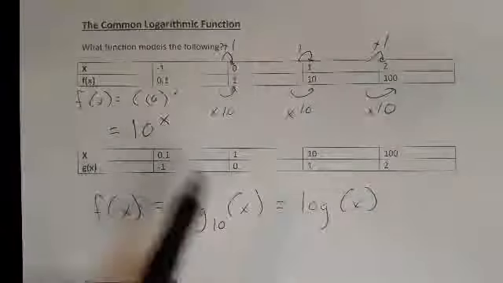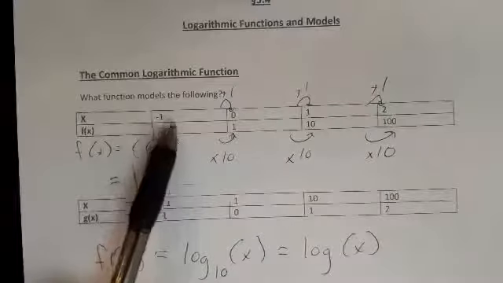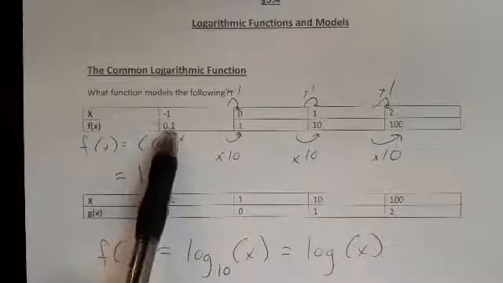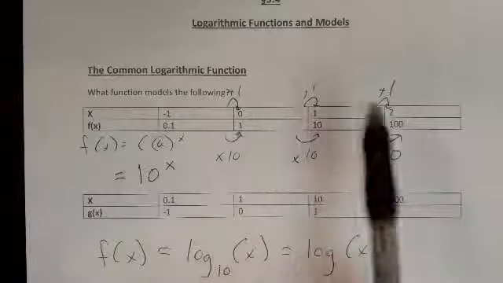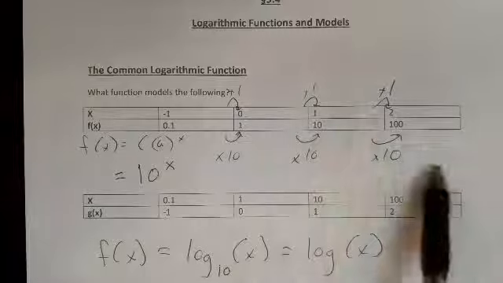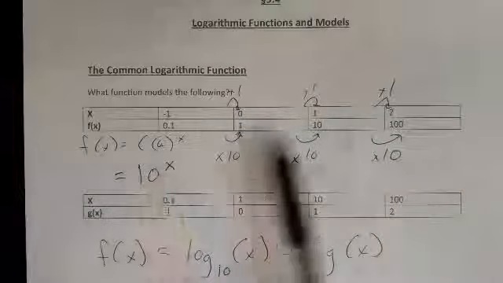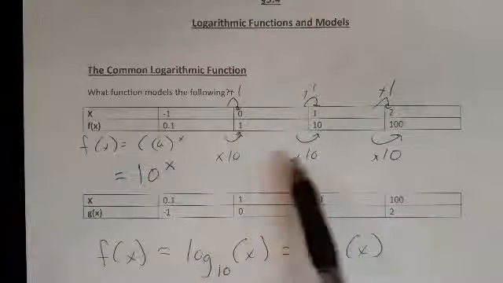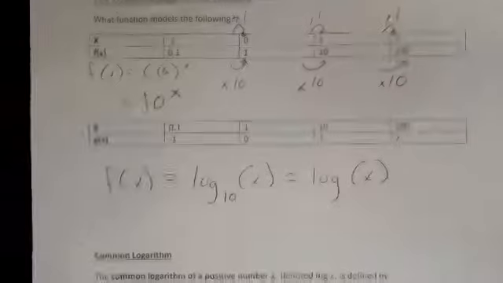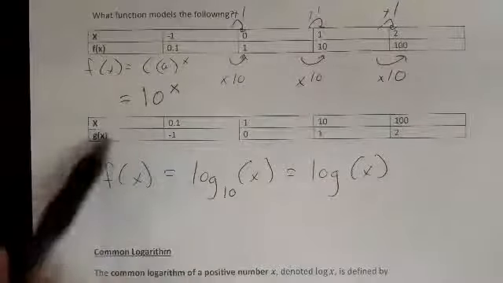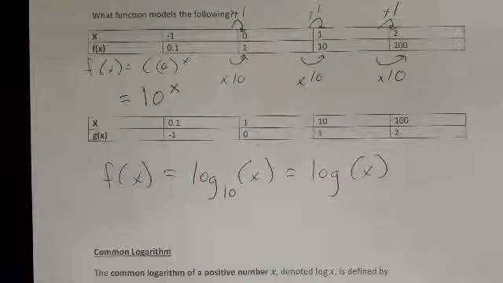If we look at this, 10 to the minus 1 is 1/10 or 0.1. 10 to the 0 is 1, 10 to the first is 10, 10 squared is 100. Each of these gets multiplied by a factor of 10 each time we go up by 1. You might notice this is just a 10 to the x function. If we want to take these numbers and flip them, this gives us the inverse function of the previous thing we had.